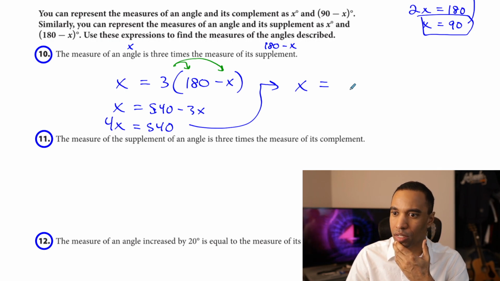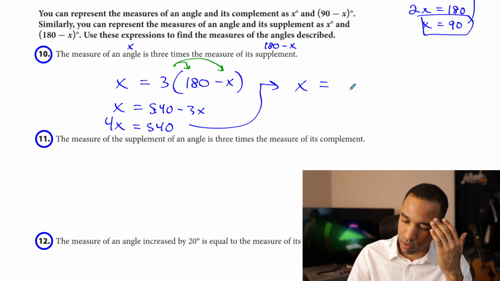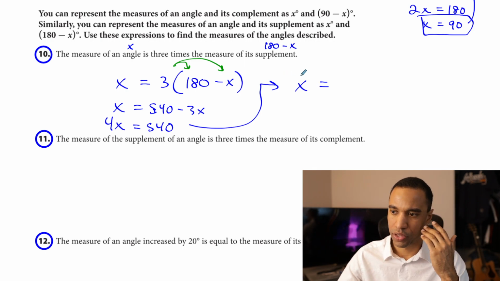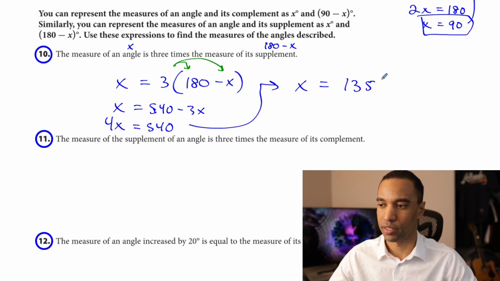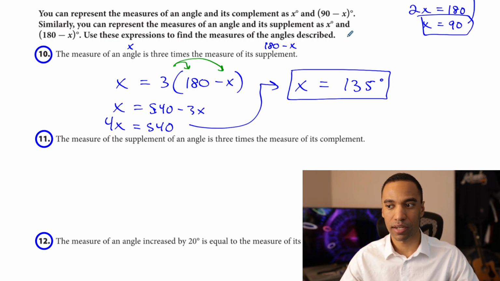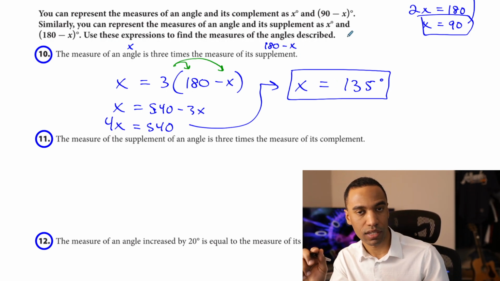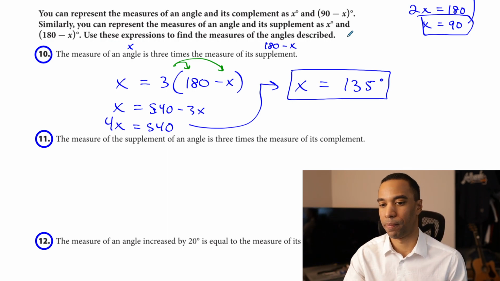I hope I did this right. 3 times the measure of its supplement. 540 divided by 4. What is that? 140 divided by 4, 35. 135? 135. I should have gotten that a lot faster than I did. So that's the original angle. You can double check that with the supplement. You'll get the supplement's 45 degrees if you do 180 minus 135, and 135 is 3 times larger than 45.